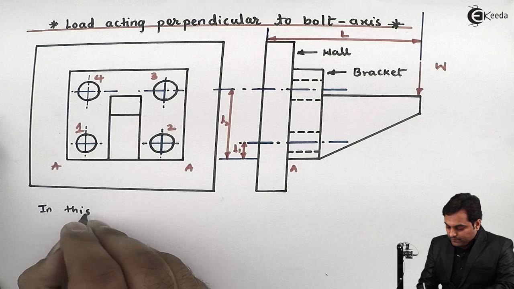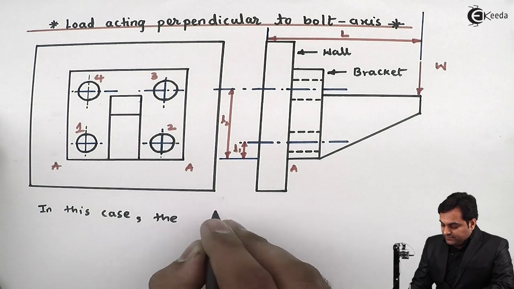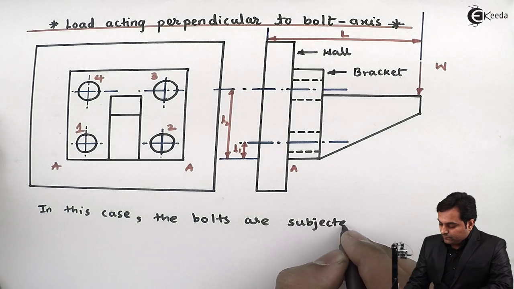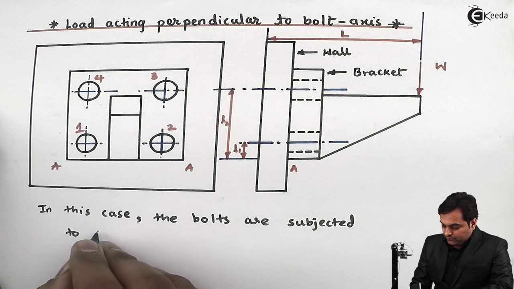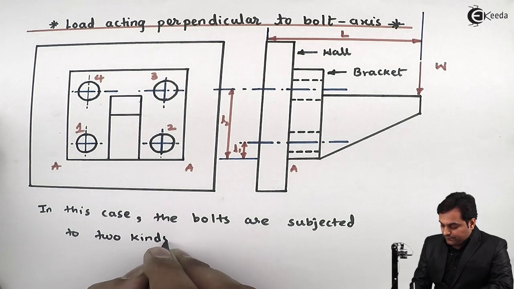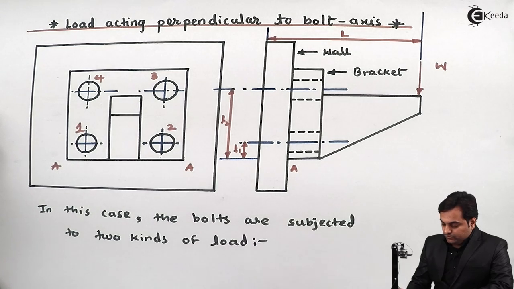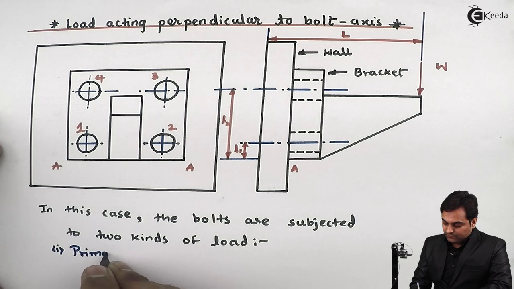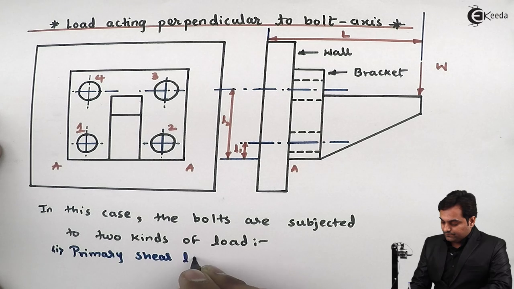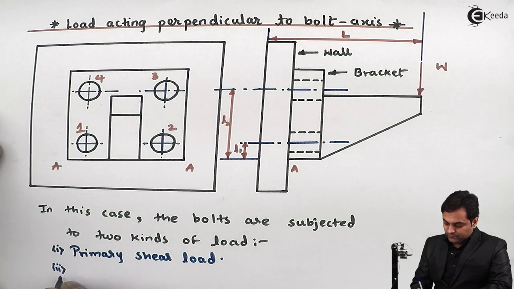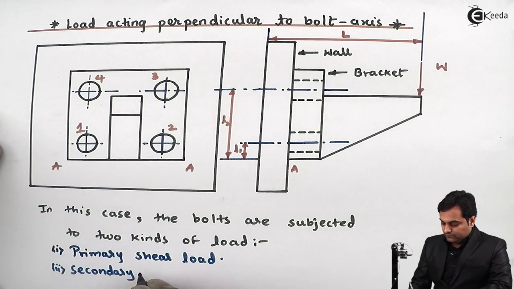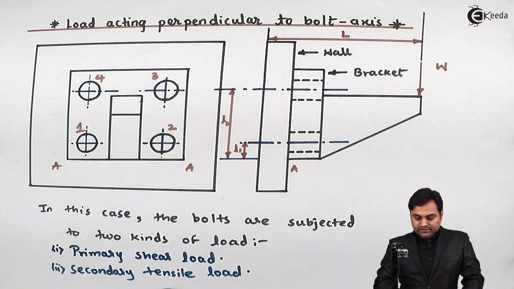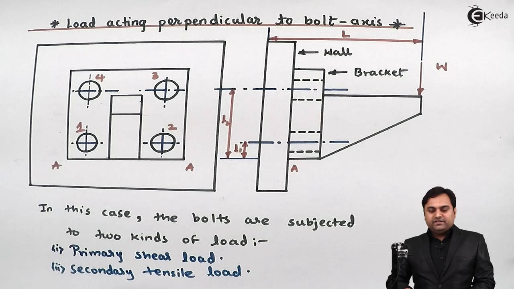So here I'll write down, in this case the bolts are subjected to two kinds of load. Those two kinds are, the first one is primary shear load, and then secondary tensile load. So here are the two effects, first is primary shear load and the second part is secondary tensile load.